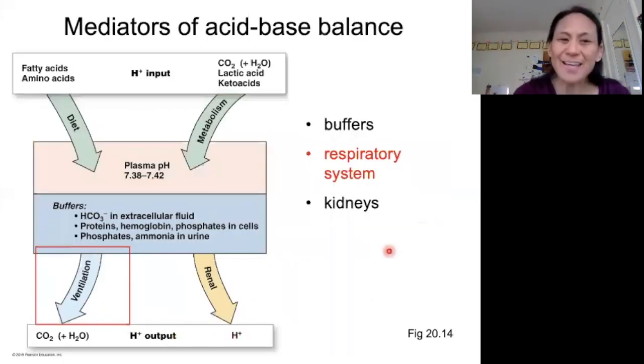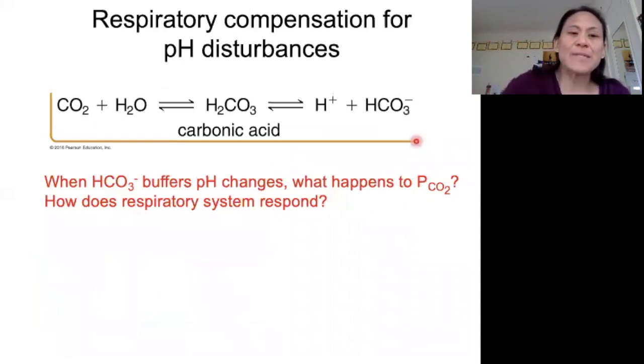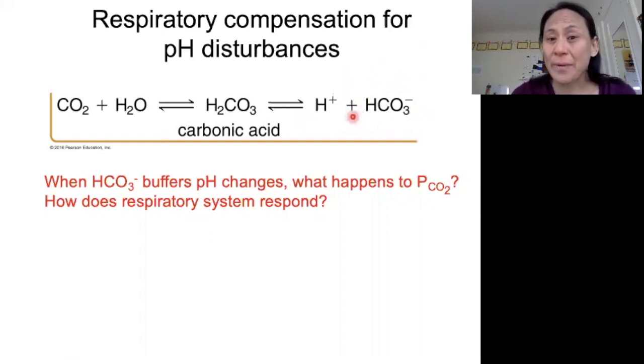Okay, second mediator of acid-base balance, or our second line of defense against acid-base disturbances, is going to be the respiratory system. I think a lot of you have been waiting for this because we've made mention of it several times. But going back to the example that we just looked at, remember that when we had an increase in H+, that was going to react with bicarbonate ion that's acting as a buffer in our plasma.